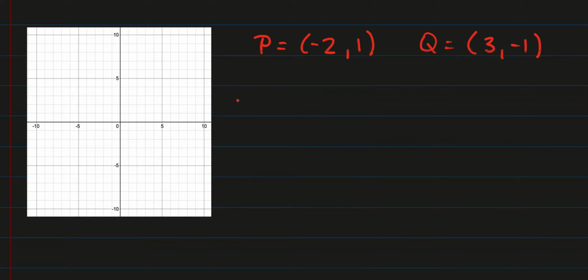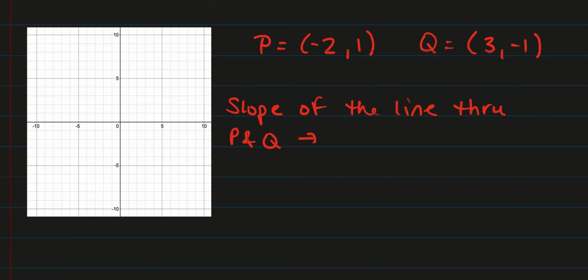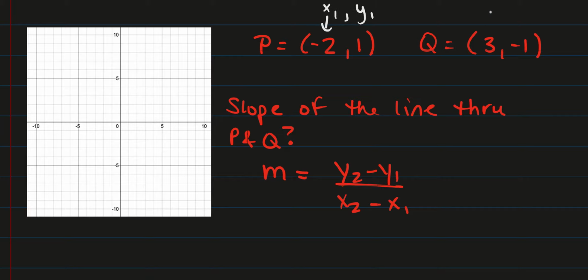So what is the slope of the line through P and Q. So let me just put equals here. So this is the letter M, and it's y2 minus y1 over x2 minus x1. Again, it doesn't matter how you label these, but I'm going to say this one is x1, y1, and this is x2, y2.